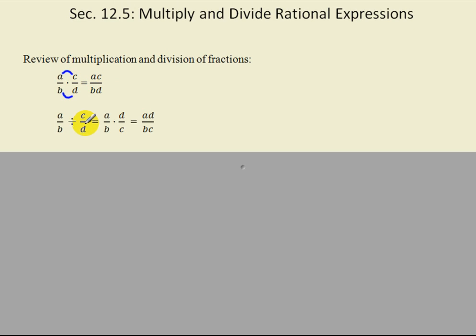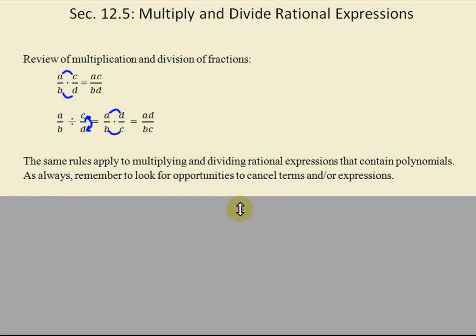If you're going to divide a fraction, one method of doing this, a very common one, is to invert and then multiply, or multiply by the reciprocal. So instead of dividing by c over d, we multiply by d over c. And now again we multiply across the numerators, across the denominators. Well, it's going to work the same way with rational expressions.